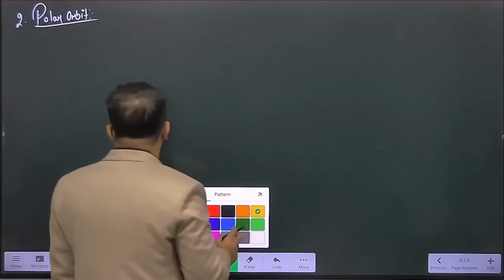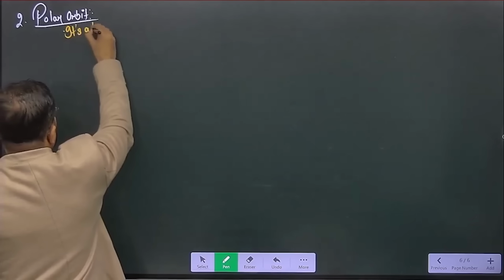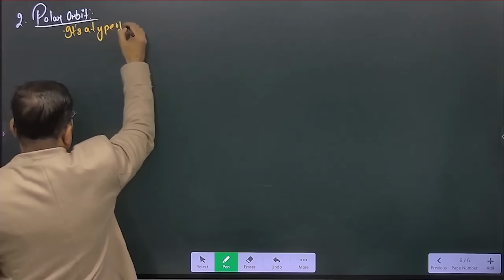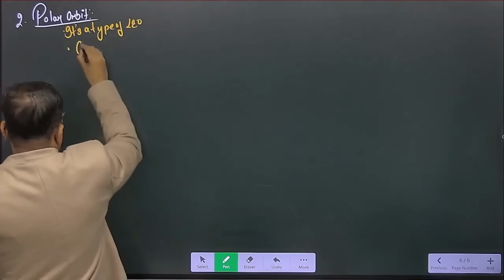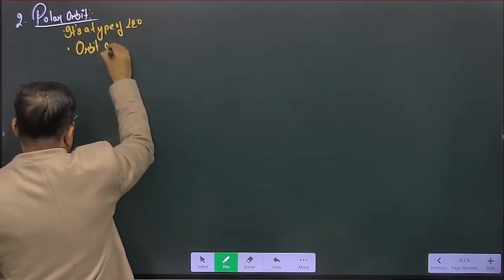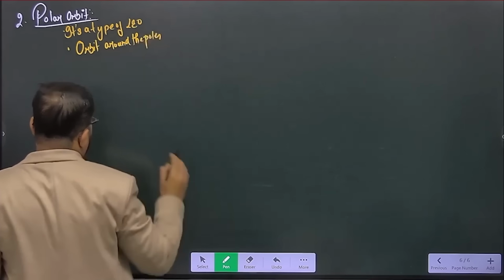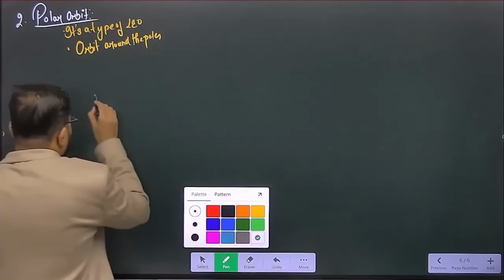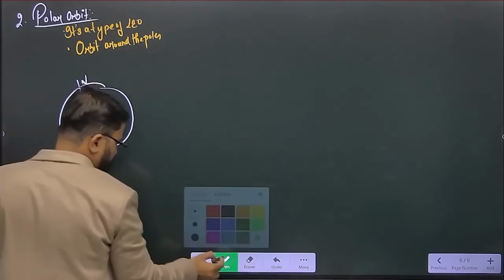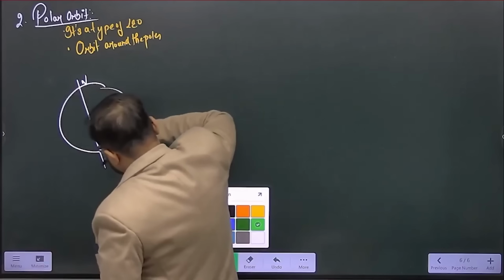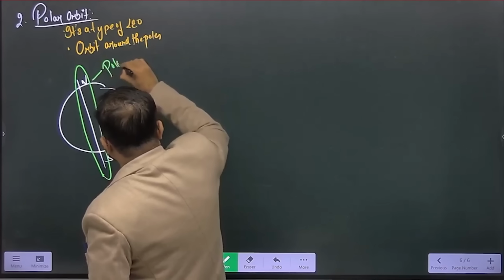So polar orbit is what? It's a type of low Earth orbit, orbit around the poles. Okay, that means what? This is the Earth, these are the poles, North Pole and South Pole. So the orbit around the poles is called what? Polar orbit.